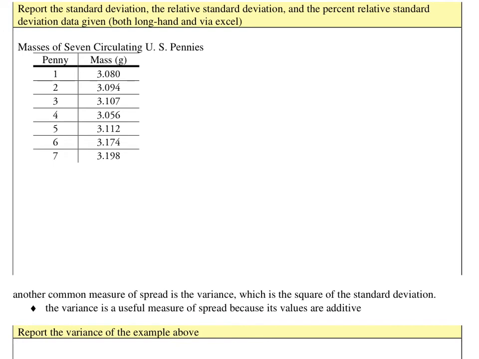We can calculate the standard deviation, relative standard deviation, and percent relative standard deviation of the same sample of pennies with their masses. We've previously calculated the data set mean as 3.117 grams. Next, we can calculate the quantity of xi minus x bar squared for each of these values.